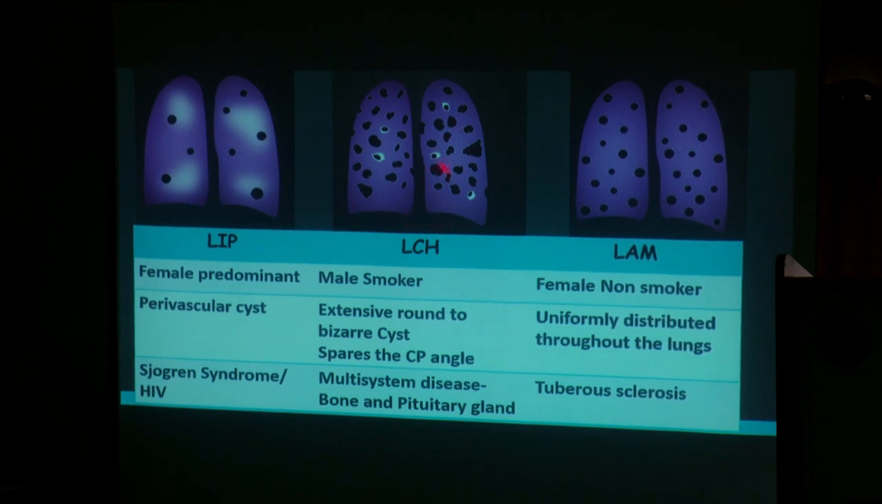Basal sparing, bizarre shaped cysts in a male smoker evolved with the diagnosis of LCH. In addition, they will have multi-system disease predominantly involving the bone and the pituitary gland.